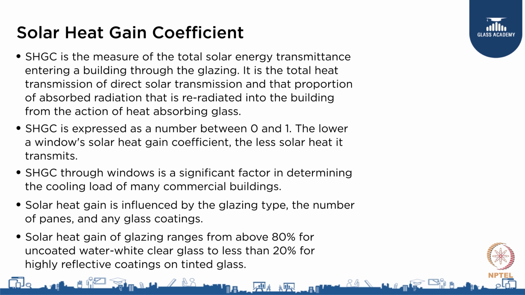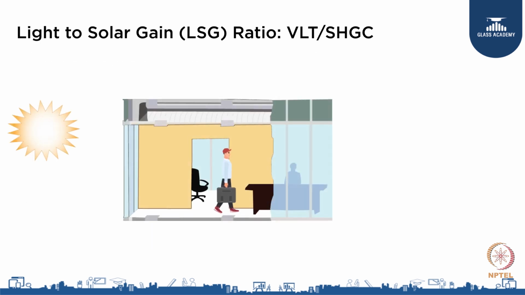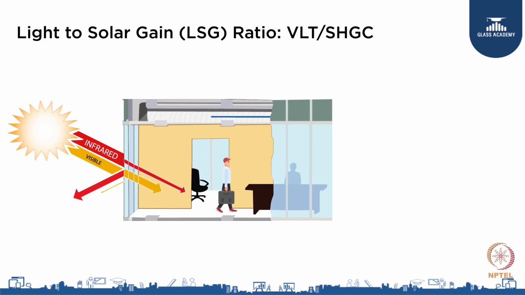Now these two properties are very important because they tell us how much light the glass will bring in and how much energy it will bring in through direct solar transmittance. We can combine these two values into one value and we can call it light to solar gain ratio, LSG ratio. This is nothing but VLT divided by SHGC.